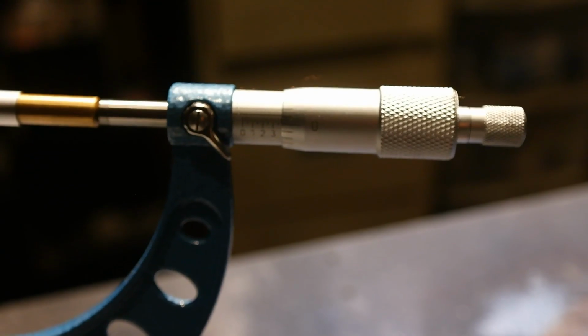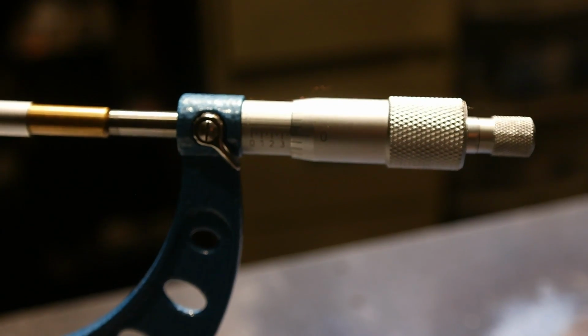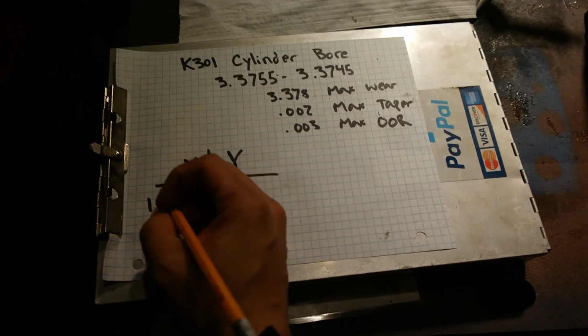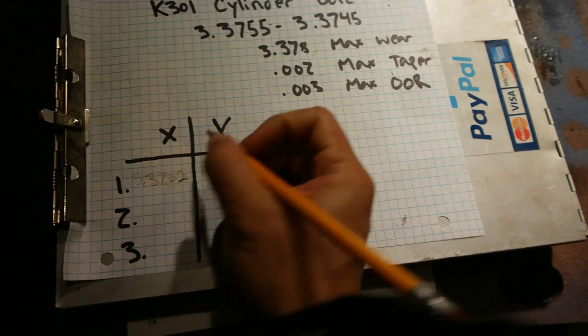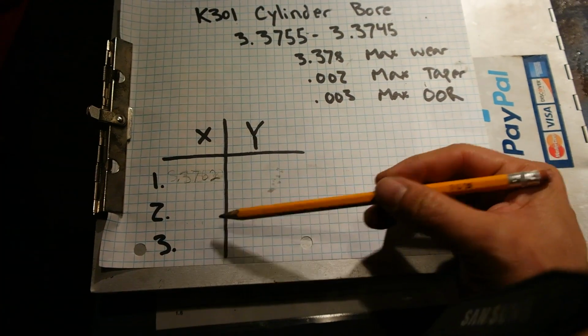Now we're going to read the measurement and see what we got. It might be hard for you to read the measurement, but our measurement is 3.3762. Now let's write down our measurement right here, 3.3762. That's our first measurement in the x-axis. Now let's get the second and third measurement.